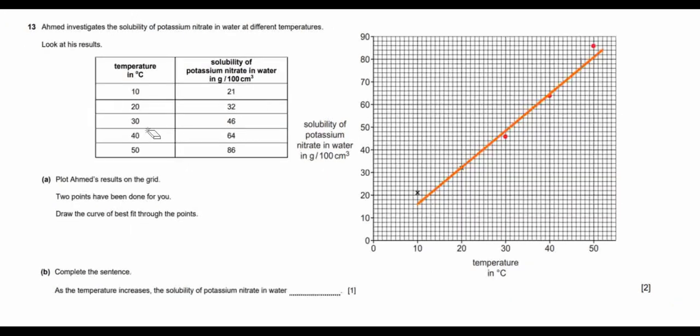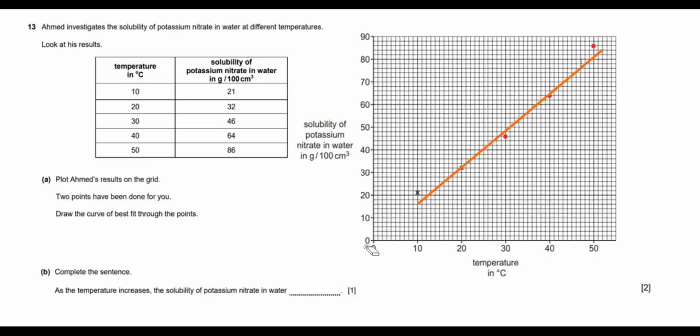Here we go. So we plot 30 to 46. Here we go. 40 to 64 here. And 50 to 86 here. This is not forming a straight line, so we don't connect them dot by dot, but we draw the line of best fit, which should represent all the points. This one is the example. Do not connect this to here, just start from here and go to here. Do not connect this to the origin.